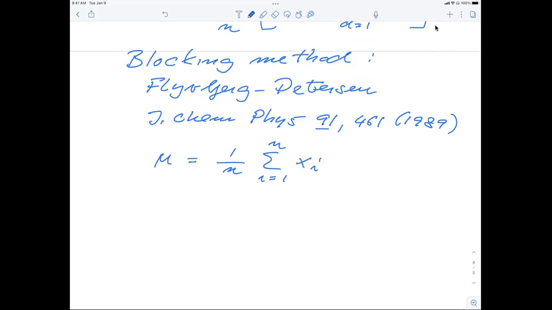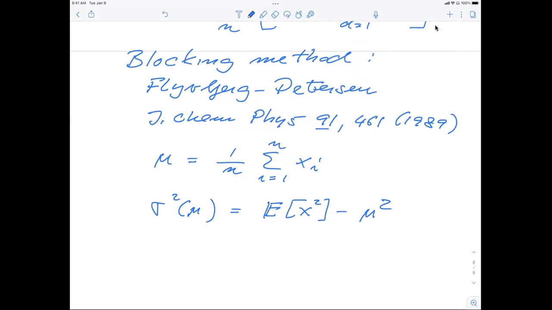And then they define a sigma, which is now simply the mean value of x squared minus the mean value squared, so let me just write it like this, mu squared.